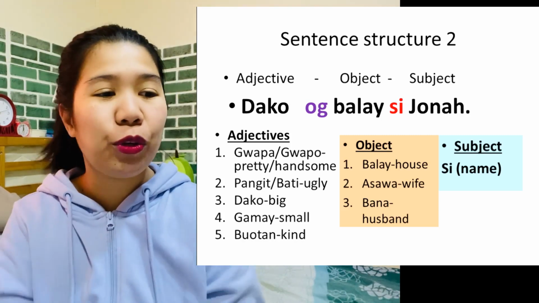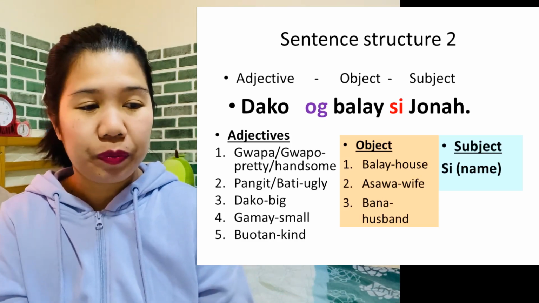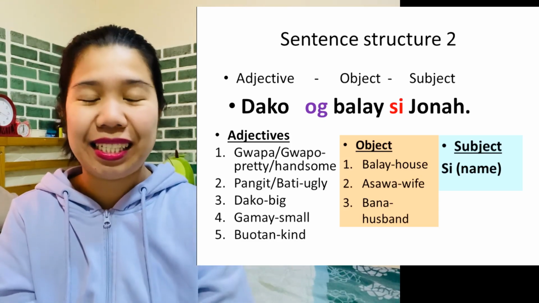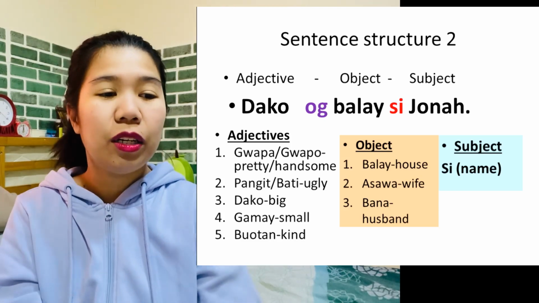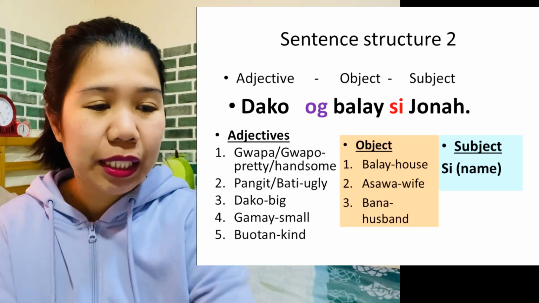So, again, before you add the object, you have to put the word og. Dako og balay si Jonah. Meaning, Jonah has a big house. Okay, let's have another example.